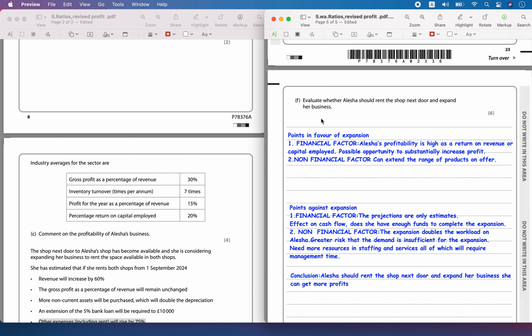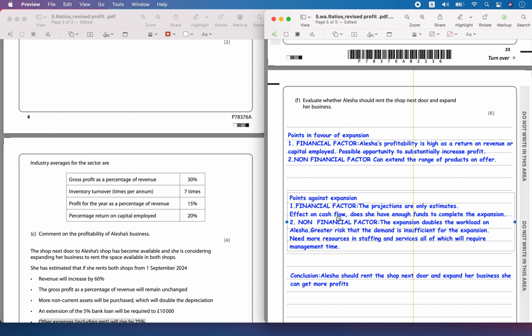Evaluate whether Alesha should rent the shop next door and expand her business. So for points in favor of expansion, you should talk about both financial and non-financial factors. Alesha's profitability was high, as a return on revenue or capital employed, giving a possible opportunity to substantially increase the profit. So we can see that when she opened the shop next door, she was already making profit. From that experience of success, she can make profit from this also. And a non-financial factor is she could also extend the range of products and offer them in this shop.